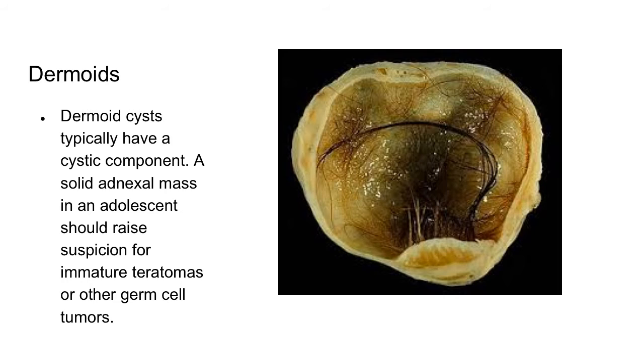Dermoid cysts typically have a cystic component. A solid adnexal mass in an adolescent should raise suspicion for immature teratomas or other germ cell tumors. Tumor markers are indicated in this scenario.